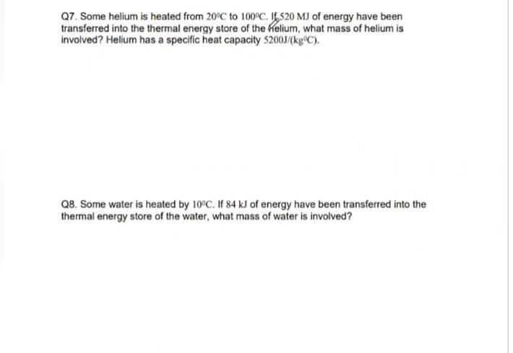Now for question 7, some helium is heated from 20 degrees to 100 degrees. If 520 megajoules of energy have been transferred into the thermal energy store of the helium, what mass of helium is involved? Helium has a specific heat capacity of 5,200 joules per kilogram per degree centigrade. So the energy supplied is equal to the mass times specific heat capacity times the temperature change, which is T2 minus T1. Making M the subject of the formula, M is equal to E divided by C times T2 minus T1.